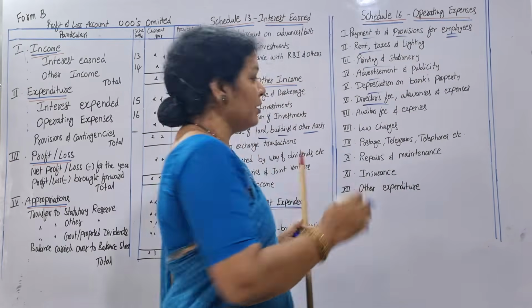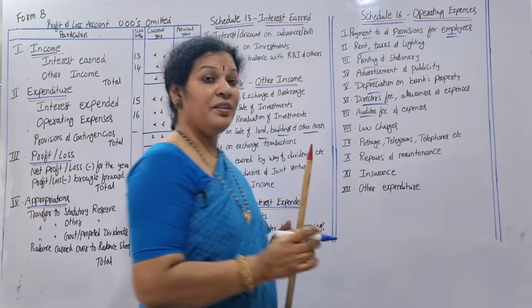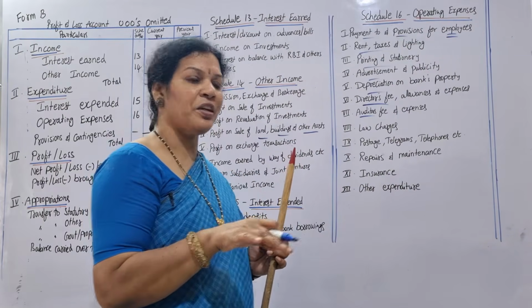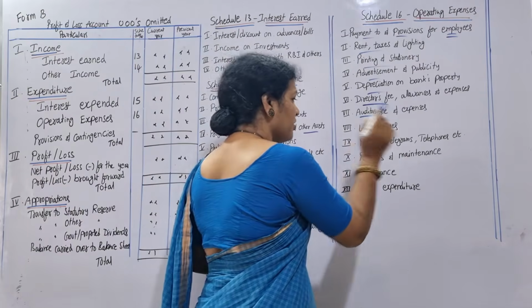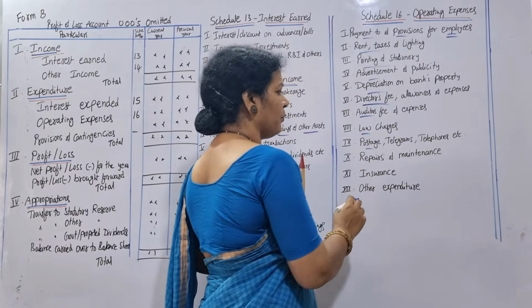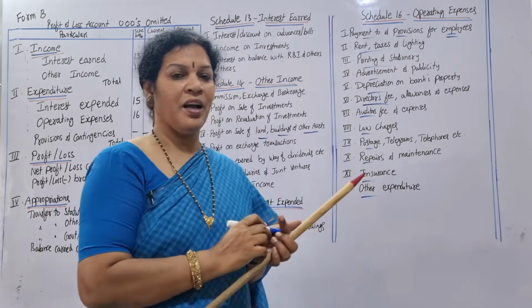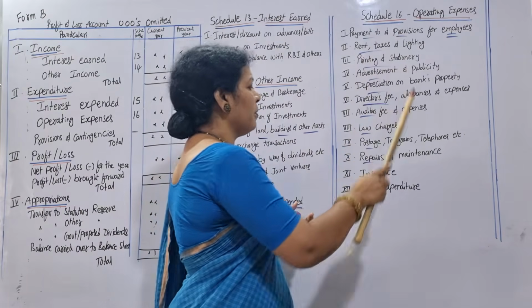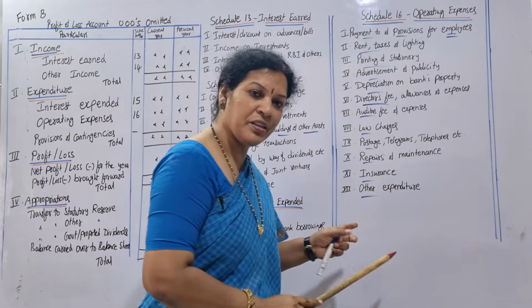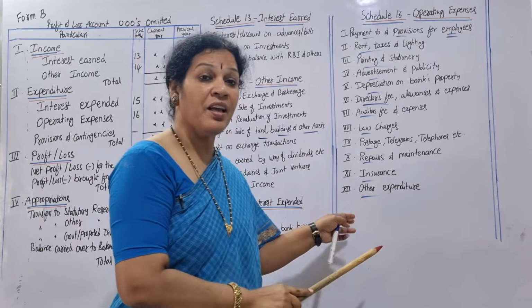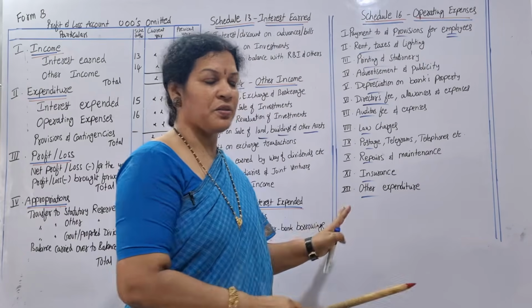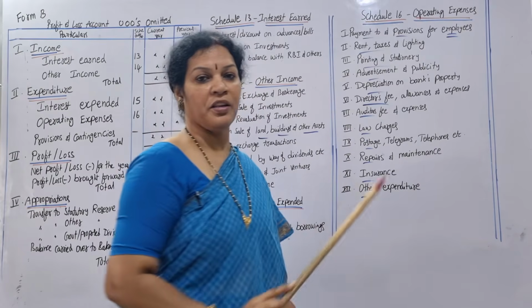Okay. Now coming to auditor's fee and anything related to the expenses of auditors, law charges, postage, telegram and telephones, repairs and maintenance, insurance, other expenditure. Other expenditure means apart from all these things, if still anything miscellaneous is missing, that comes under the other expenses. So these are all the operating expenses.